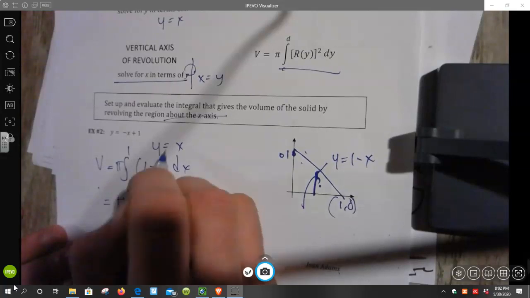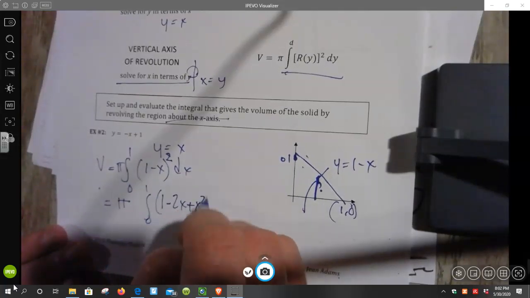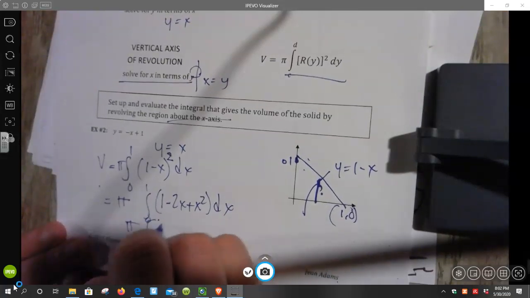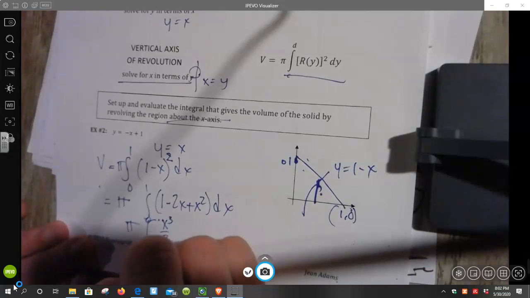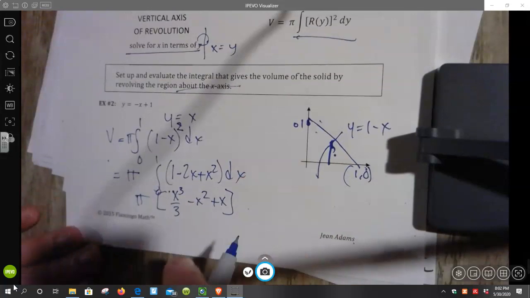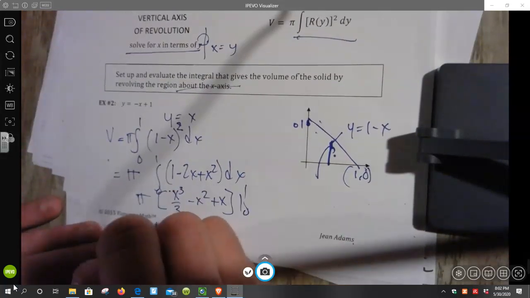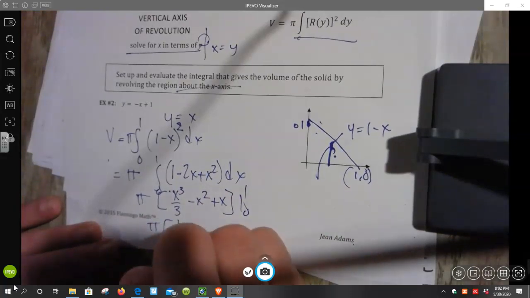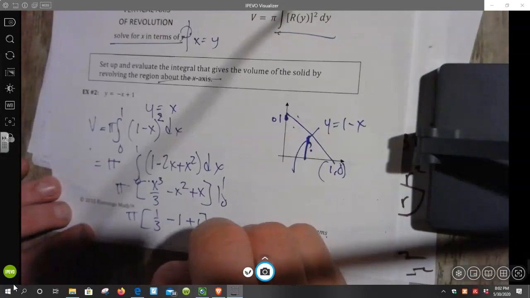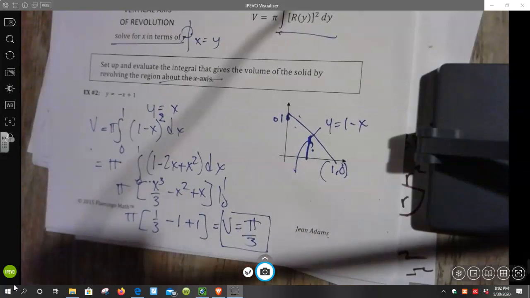Now we multiply this out because it's pi radius squared: 1 minus 2x plus x squared dx. And then we integrate that, and that's going to be x cubed over 3 minus x squared plus x. Now we put in our values from 0 to 1, and we get pi times 1/3 minus 1 plus 1. So volume is equal to pi over 3. That's how we find that one.